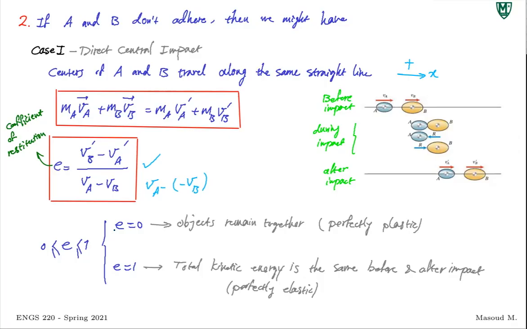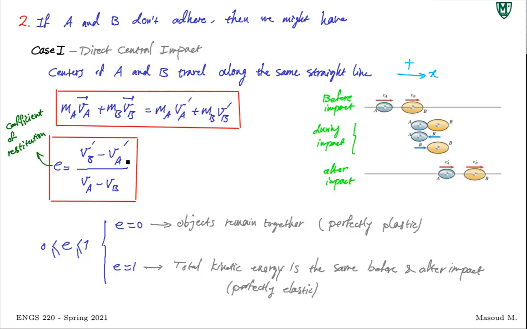Now, if the direction for any of these changes, say it's negative, and remember, we're talking about direct central impact. They're all on the same straight line. The only thing that can change is the direction in which they are moving. So if, let's say, A after the impact starts moving to the left, then VA prime would be negative, which means in the numerator you have to account for that sign. Keep in mind, the relationship I put here for the coefficient of restitution is for the case when everything is positive.